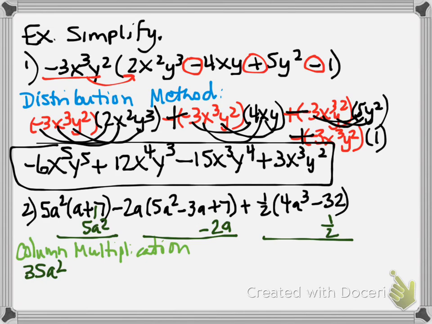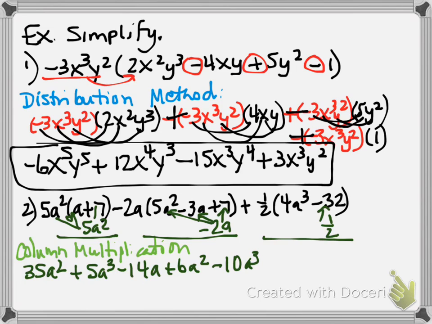a squared. When I multiply 5a squared times a, I get positive 5a cubed. And now I'm going to multiply by negative 2a. Negative 2a times positive 7 is going to give me a negative 14a. And here, a negative 2a and a negative 3a is a positive 6a squared. And then a negative 2a times a positive 5a squared is going to give me a negative 10a cubed. Now, half of negative 32 is negative 16. Half of 4a cubed is going to give me positive 2a cubed.